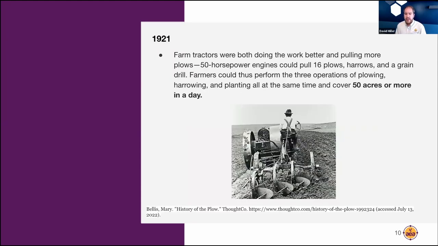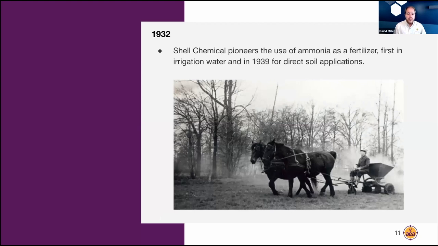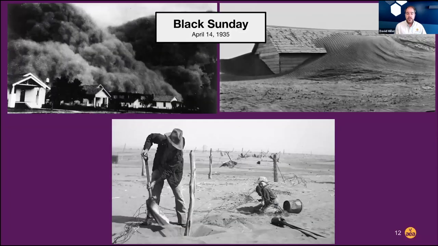By 1921, farm tractors were advanced to the place where one farmer could cover many acres, 50 or more acres in a day, plowing, harrowing, planting all at the same time. And so that, again, expanded the amount of soil that was being disrupted and changed from its earlier state. 1932, Shell Chemical pioneers the use of ammonium fertilizer. By 1939, there was direct soil application.